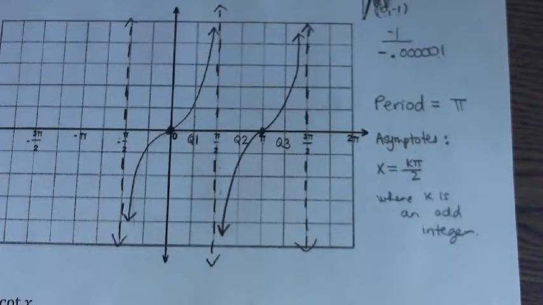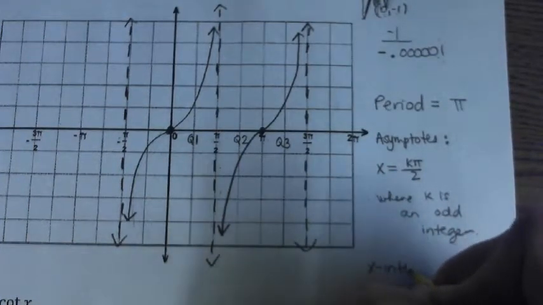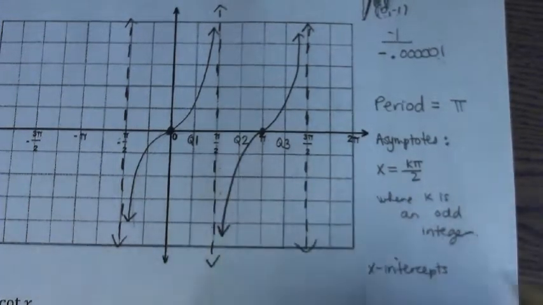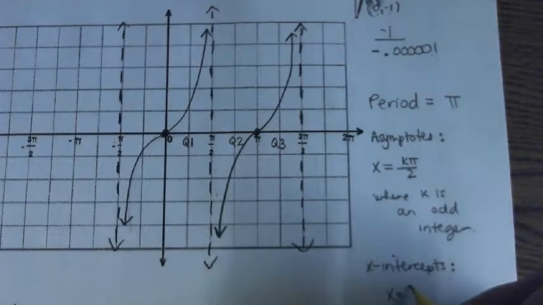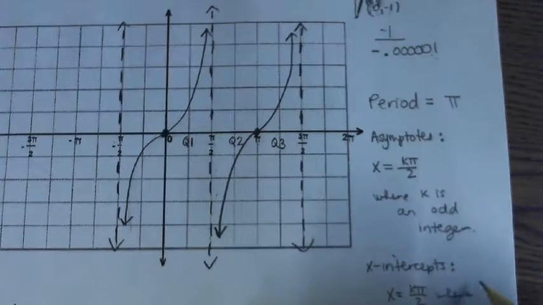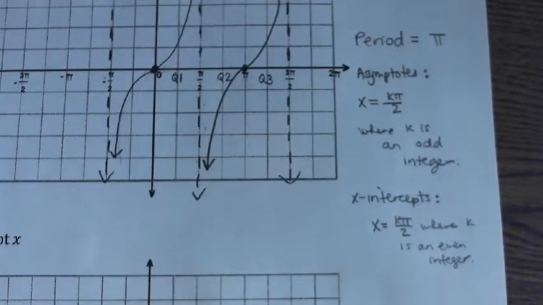Okay? We also have x-intercepts. We could talk about that. Not as frequently talked about as the asymptotes, but the x-intercepts are at x equals k pi over 2, where k is an even integer. So your 0 pi over 2, your 2 pi over 2, your 4 pi over 2, and so on.